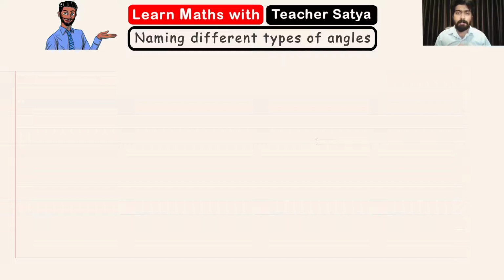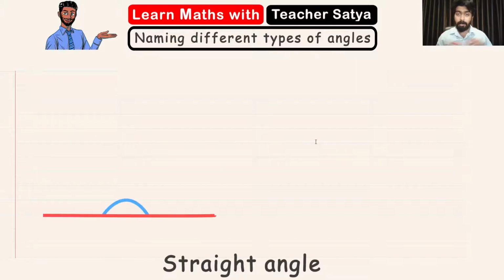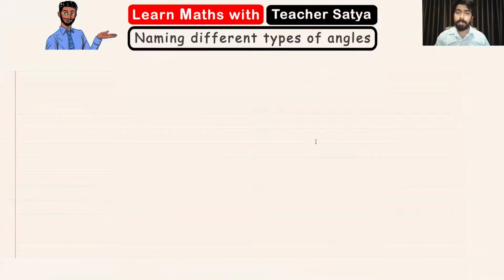The fourth type of angle, which I'll be explaining to you guys, is called a straight angle. And in a straight angle, the measure of the angle will be exactly 180 degrees. Now let's solve some questions from what we have just learned.